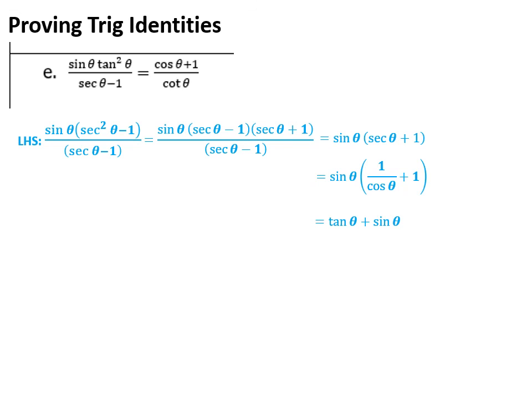That doesn't look like the right-hand side. So let's see if we can make the right-hand side look like this now. Starting with the right-hand side, cosine theta plus 1, and cotangent in the denominator is the same as cosine of theta over sine theta. Multiply by the reciprocal, so cosine theta plus 1 times sine theta over cosine theta. Distribute that on cosine theta times that fraction. The cosine thetas will cancel. We'll get sine theta. 1 times sine theta over cosine theta is just tangent theta. And now left-hand side looks like right-hand side, and we would be good.